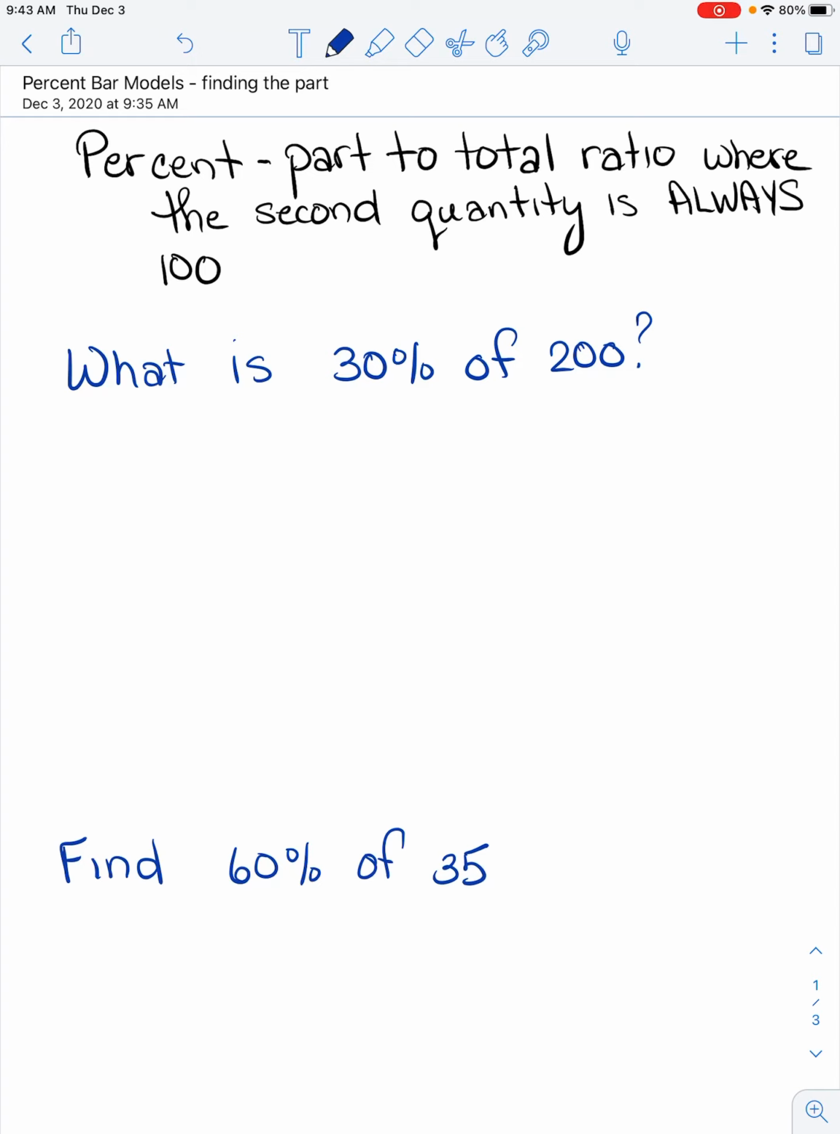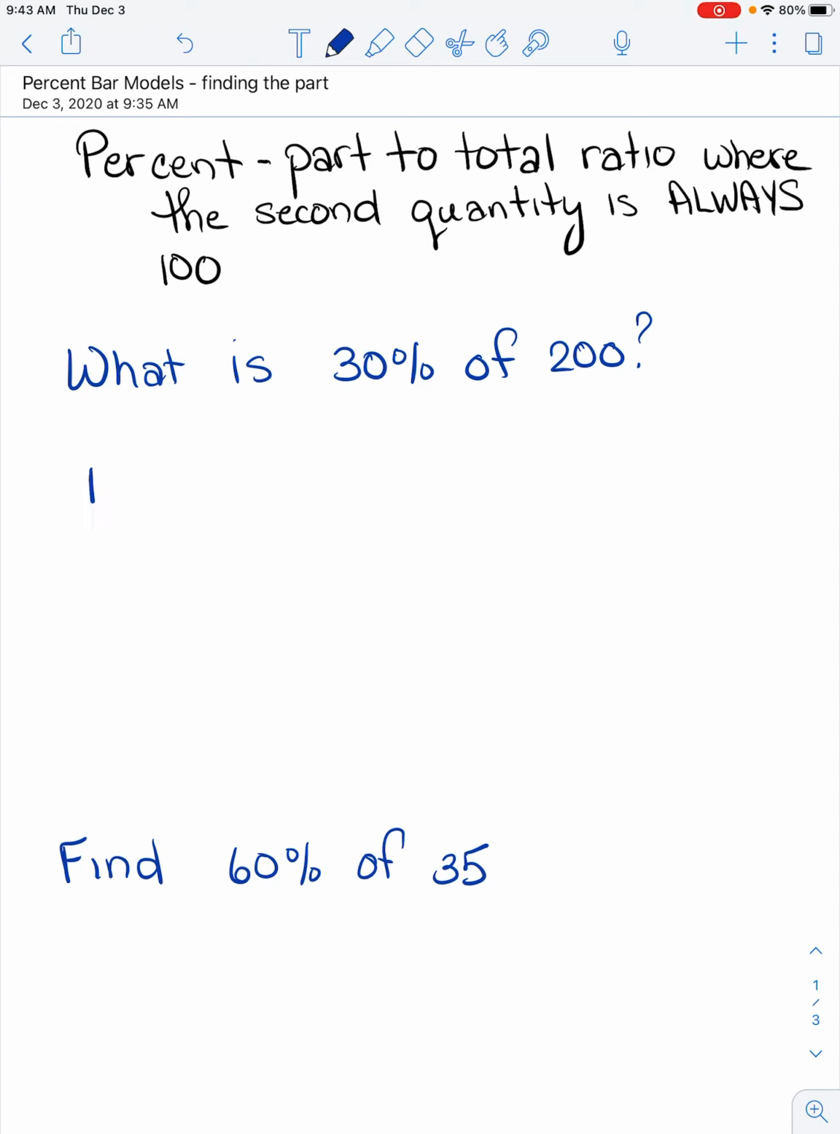So we know that 100% is always the whole thing, right? If 100% of students are boys, that means this class is just made up of boys. So the whole thing is going to be represented by one long rectangle. Let's look at the first question we have here. What is 30% of 200?